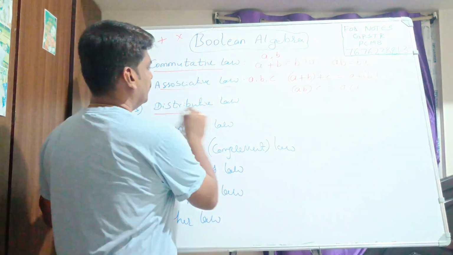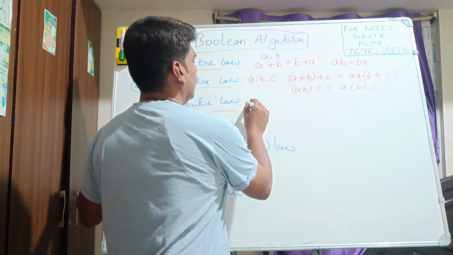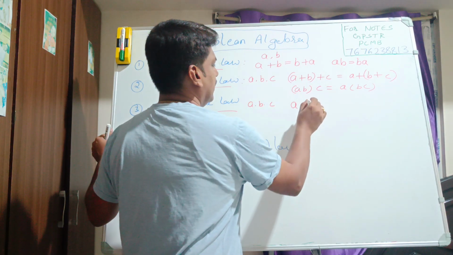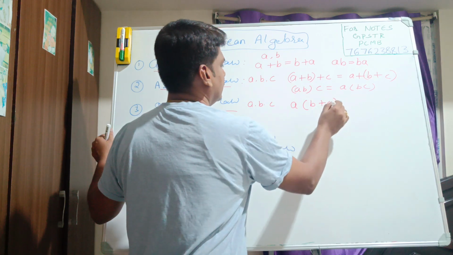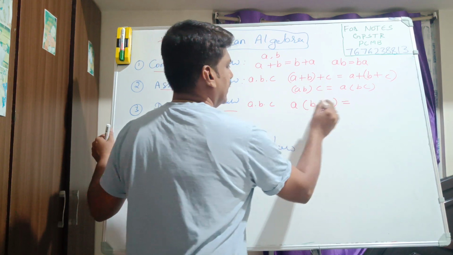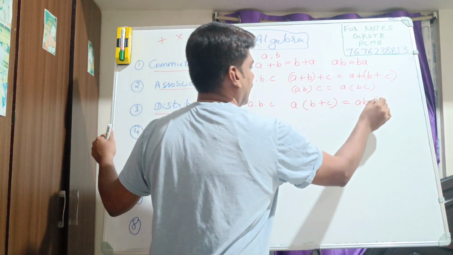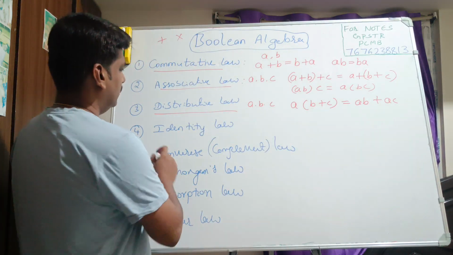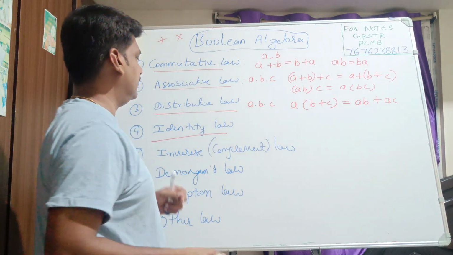Then distributive, how to write the distributive? Again for A, B, C, we write A multiplied by (B plus C). This can be written as A into B, that is AB, plus A into C, that is AC, right? So this is how we can write distributive.